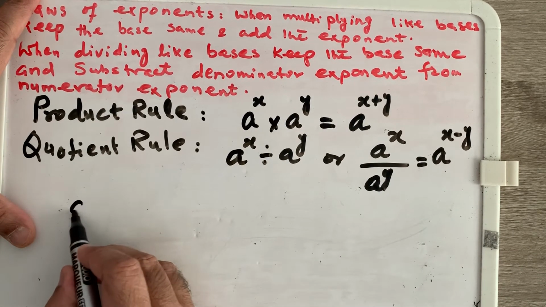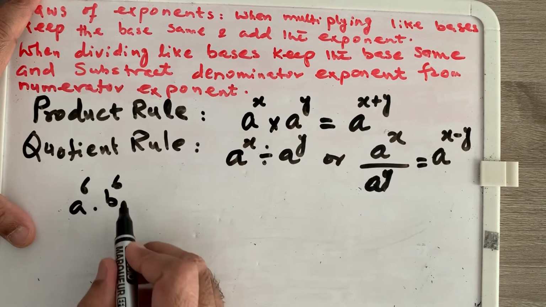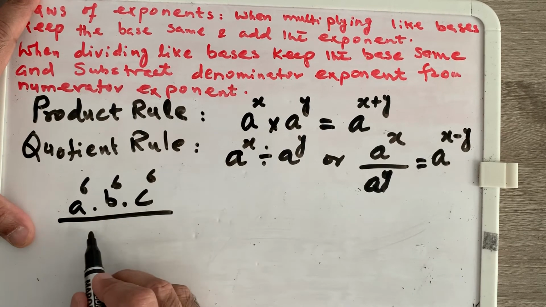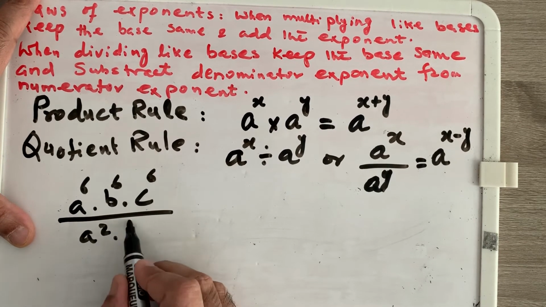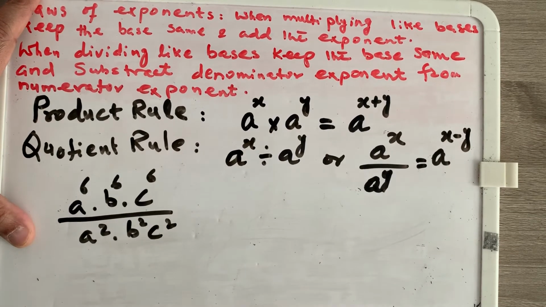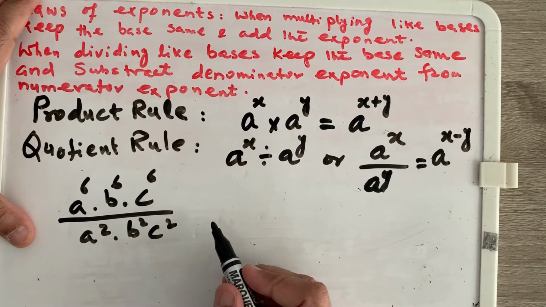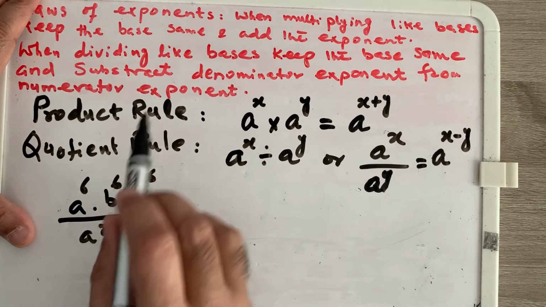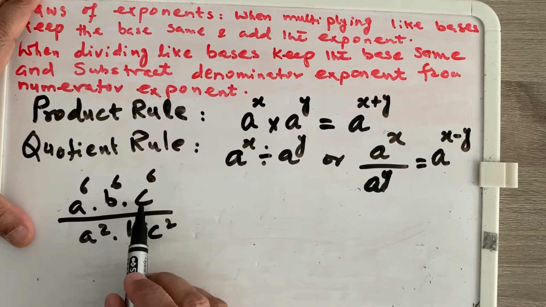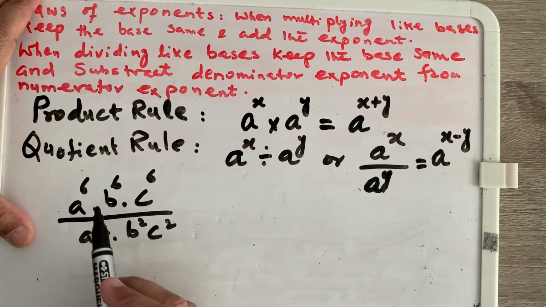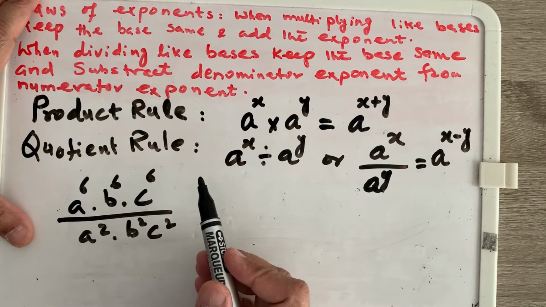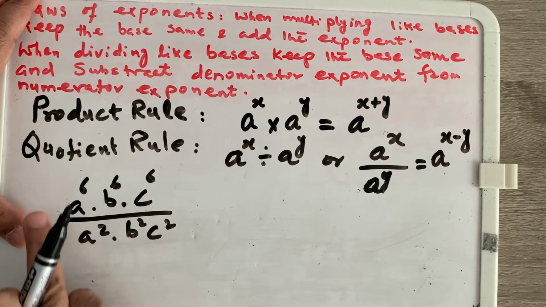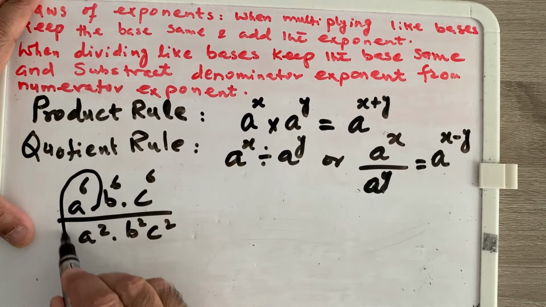So now we have to see. Okay, now I have a power 6, b power 6, c power 6, right? And I have here a power 2, b power 2, c power 2, right? So now I have three different bases, a, b, c. So in the numerator, product rule does not apply because the bases are not same. They are different bases. So I cannot add the power.